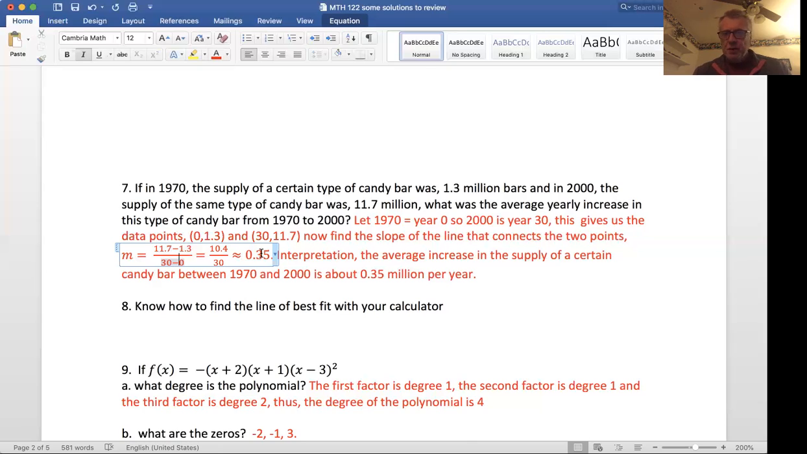Now, it's just as important to be able to interpret what that average rate of change means. So the interpretation is this. The average increase in the supply of a certain candy bar between 1970 and 2000 was about 0.35 million per year.